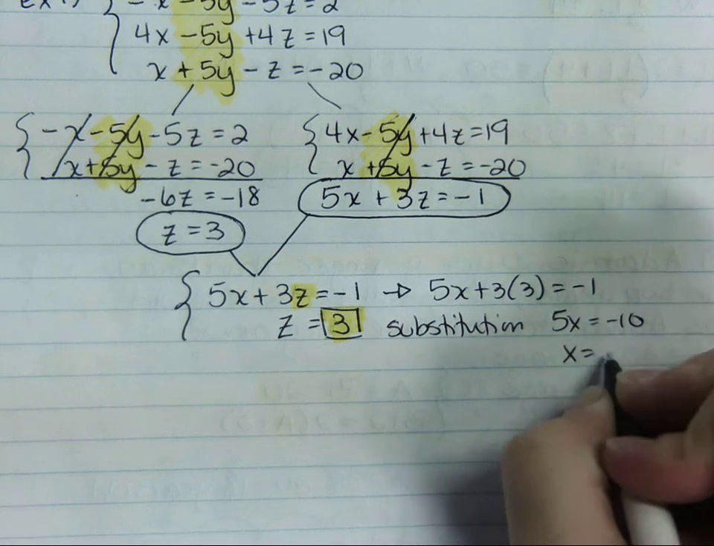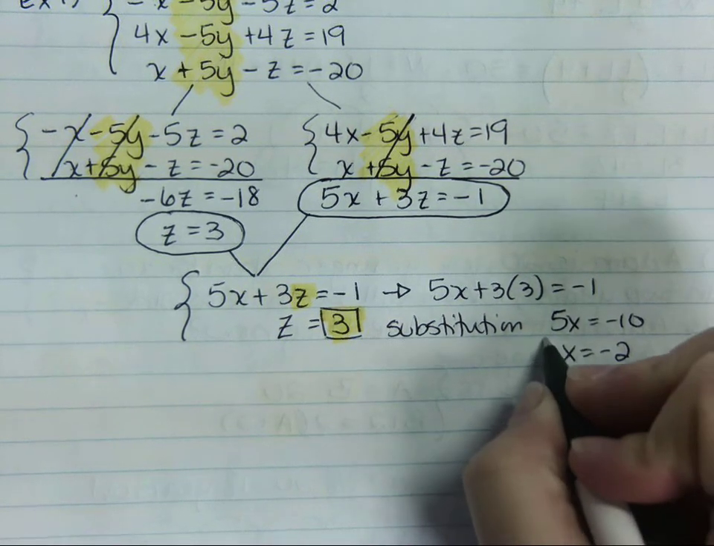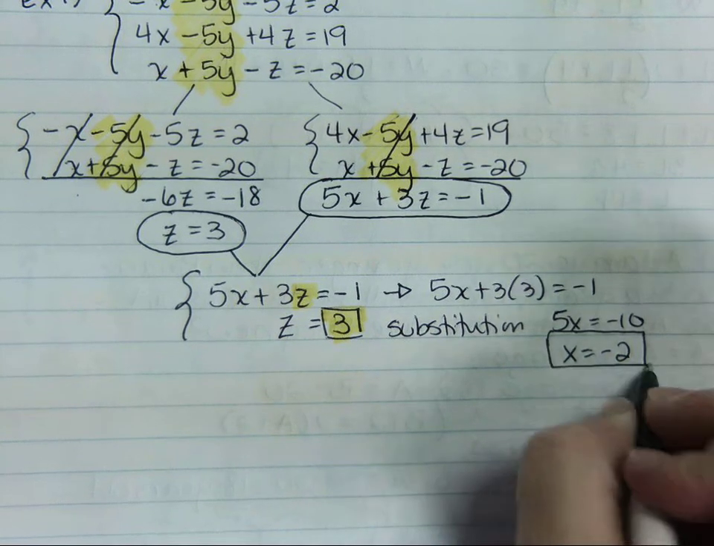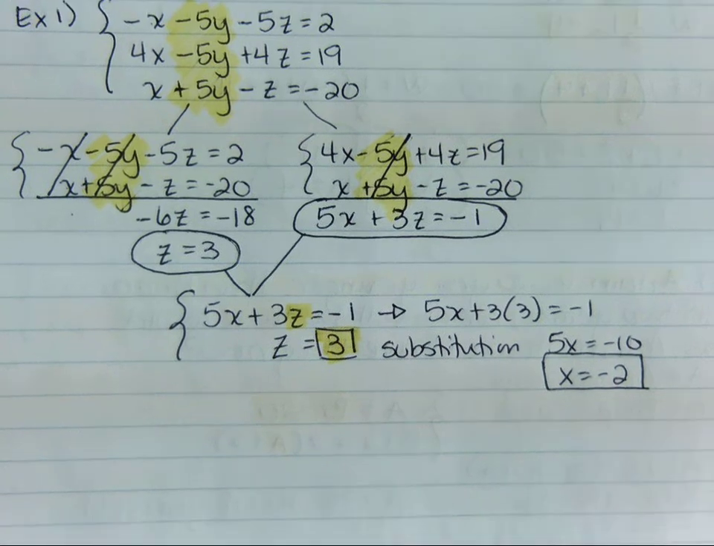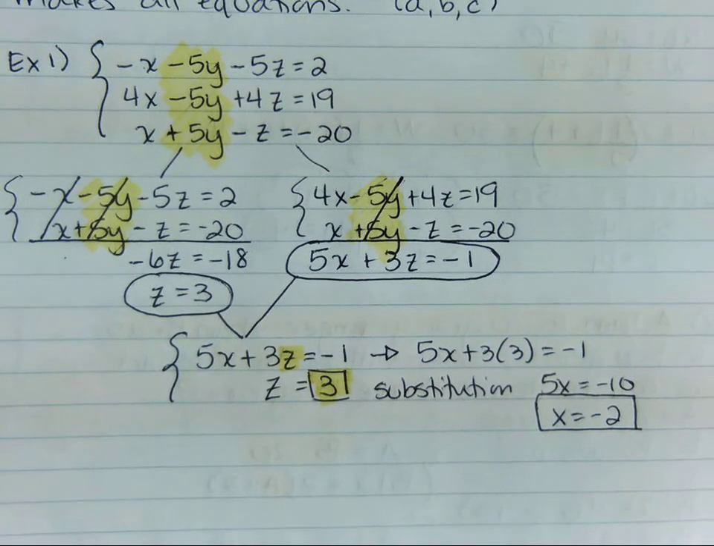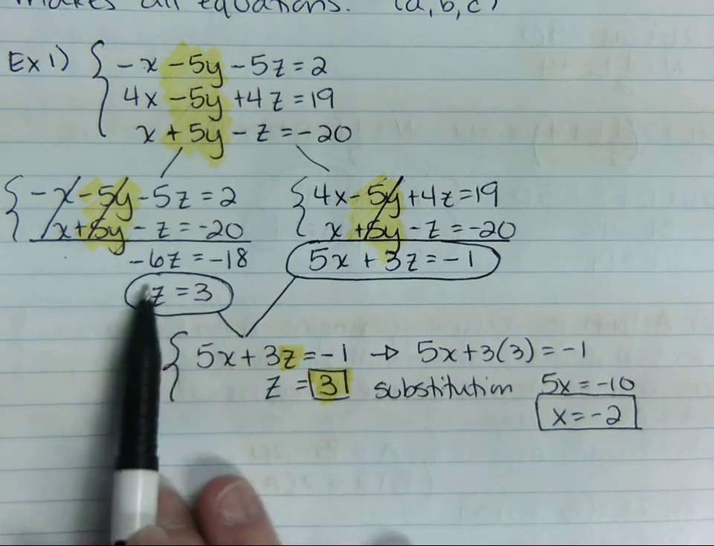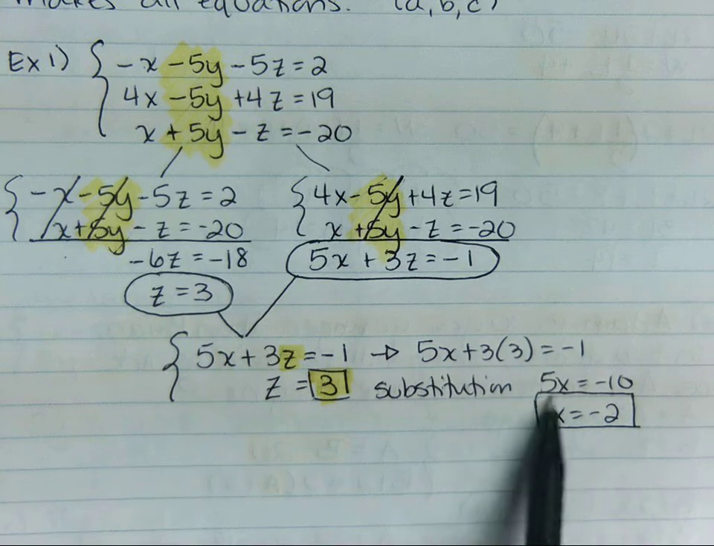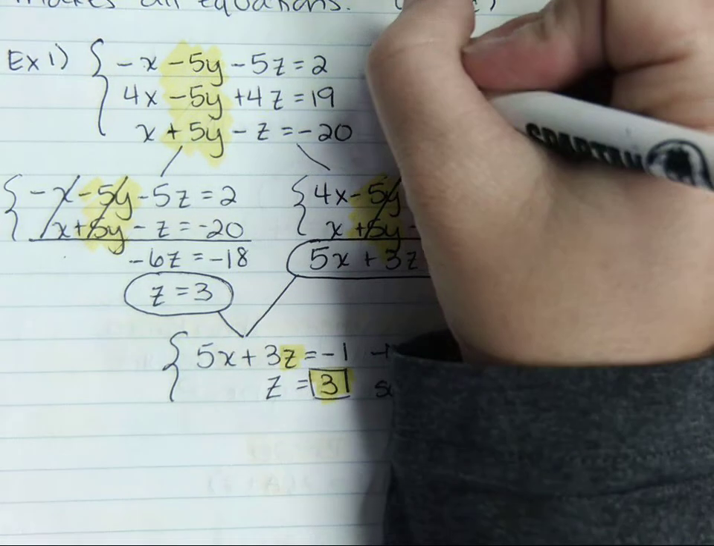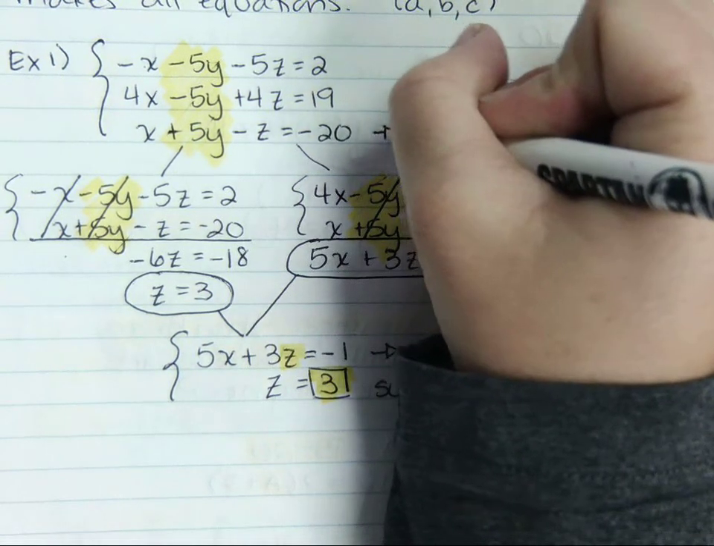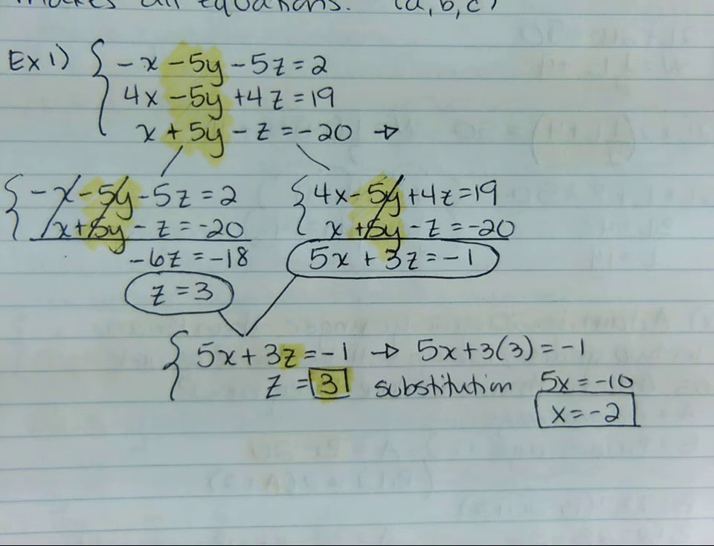So in this case, I get that x equals -2. And so now I've got two of the values in my system. I've got what z is equal to and what x is equal to. And so now I just need to go back up into one of these equations. All right, pick one of them. Let's just use this one. And let's solve for y.